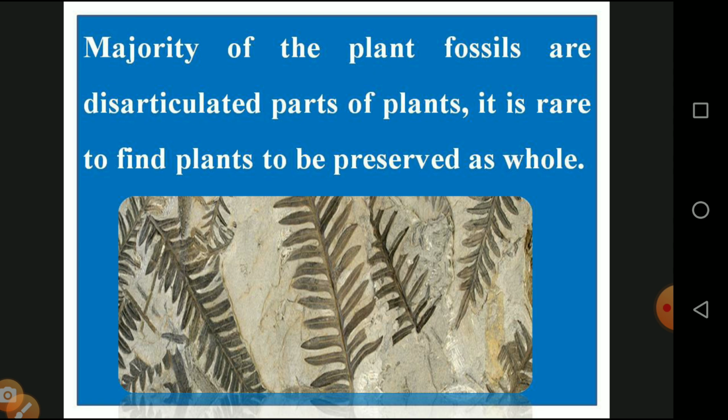The majority of plant fossils are disarticulated parts of plants; in rare finds, the plants are preserved as a whole. So this is the diagrammatic representation of a plant fossil. We usually get only the parts. We cannot get the full plant.